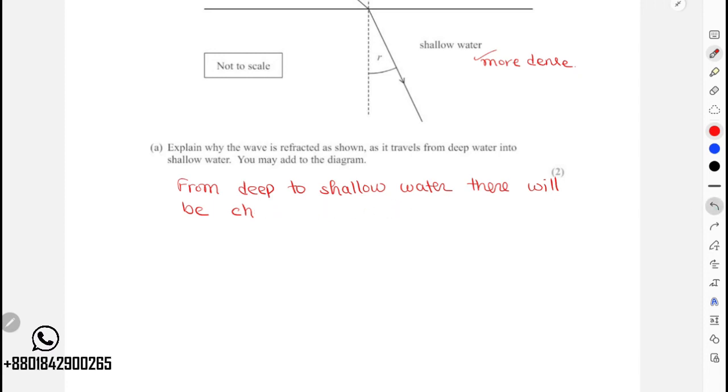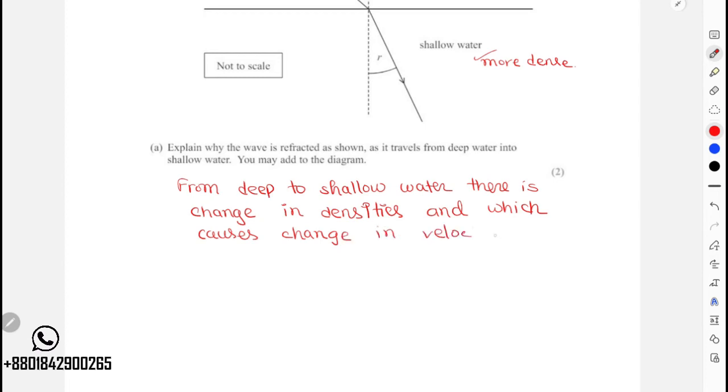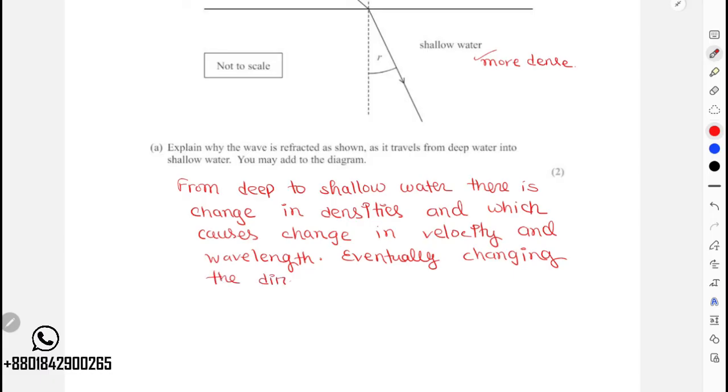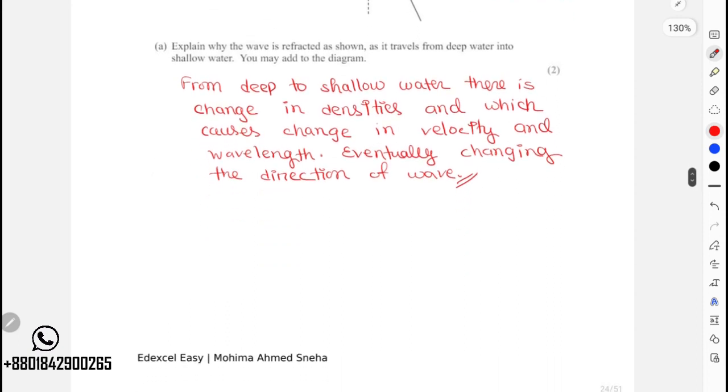There is a change in densities, and from deep to shallow water there is a change in densities, which causes a change in velocity and wavelength, eventually changing the direction of the wave. Okay. Now after this, we'll move on.